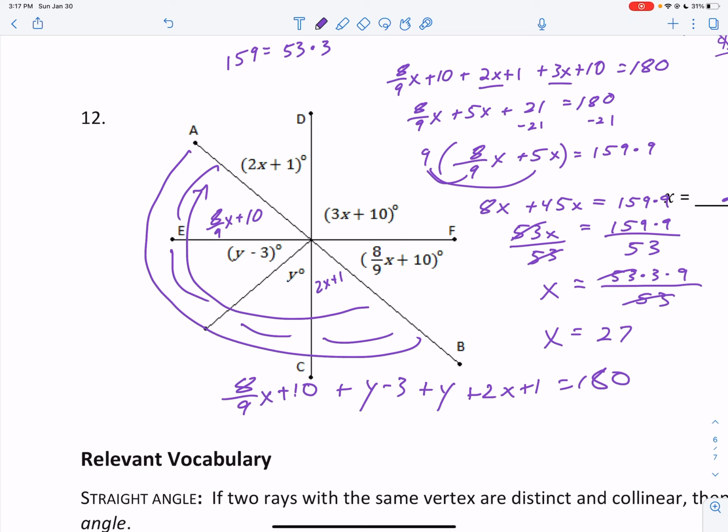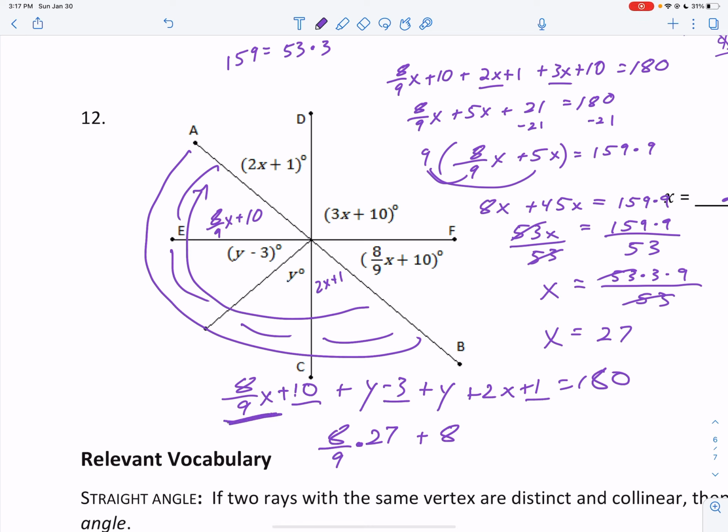So let's plug in our x now, because it's going to make this a little nicer. So 8 over 9 times 27. Our plus 10 is still there. Our plus y. Hold up. Let me back up. Let me simplify a little bit more first. So I replaced x with 27. 10 minus 3 is 7. Plus 1 is 8. Maybe we do that a little bit.